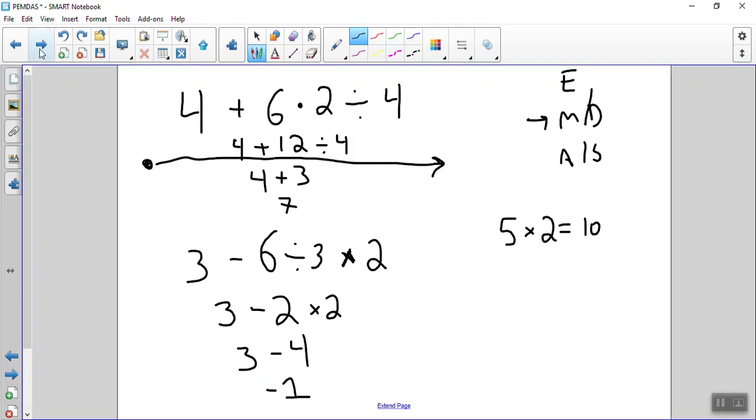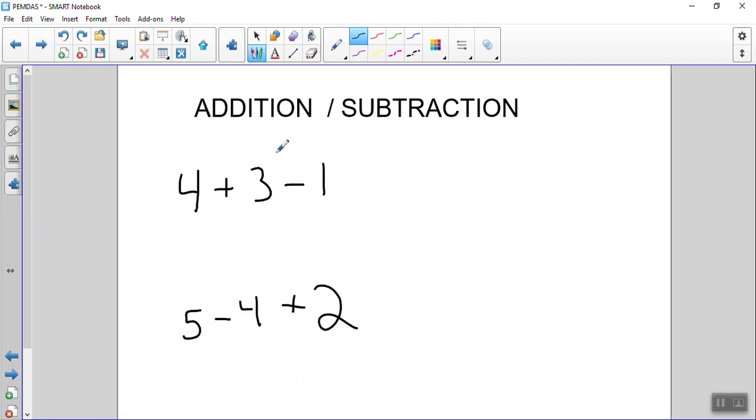So the addition and subtraction is the same way. You just go from left to right. So there's a plus and a minus, but I need to go from this way to this way. So I have to do 4 plus 3 first, and then I do 7 minus 1. So left to right, 5 minus 4 first, and then the plus. 1 plus 2 is 3. So addition and subtraction is the last thing we do.